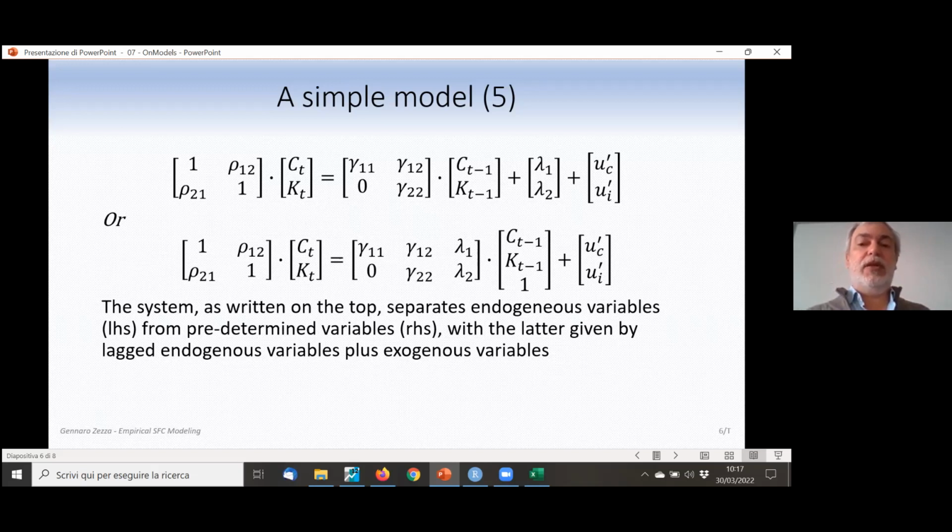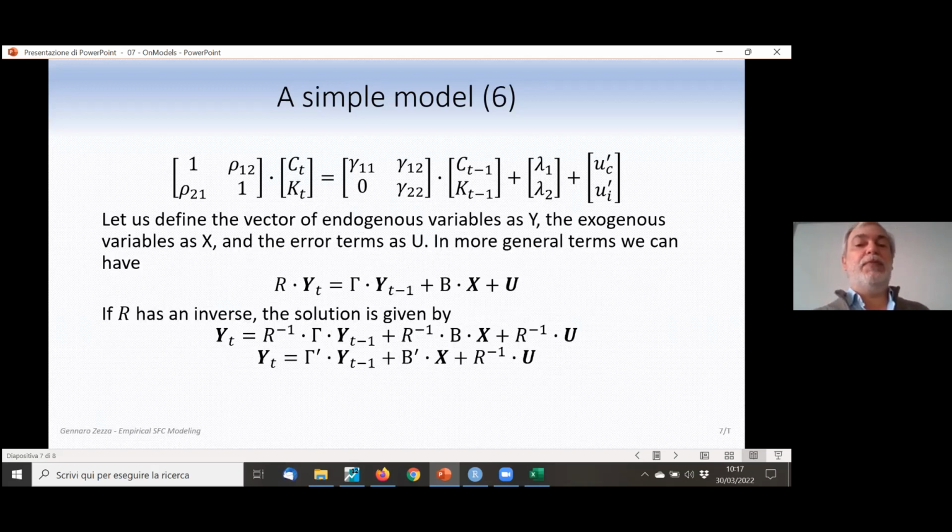This can be written in two ways. On the top, I keep separated the exogenous variables. On the bottom, I've included them in a way which is similar to estimation, where you have the constant written as a one, as an exogenous variable equal to 1.